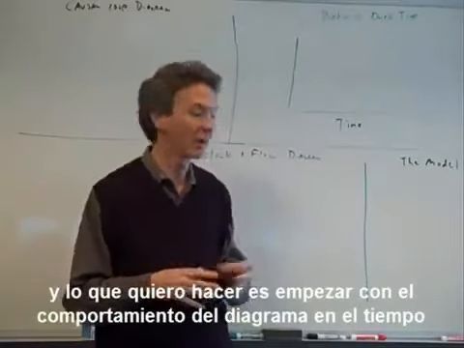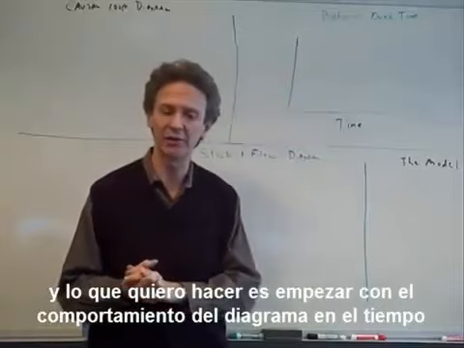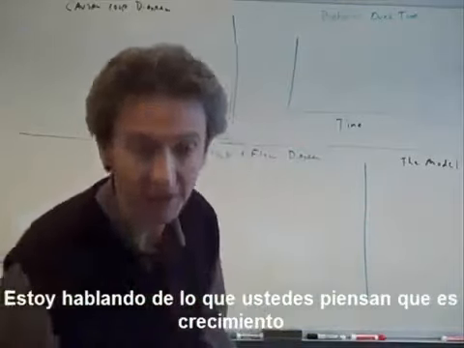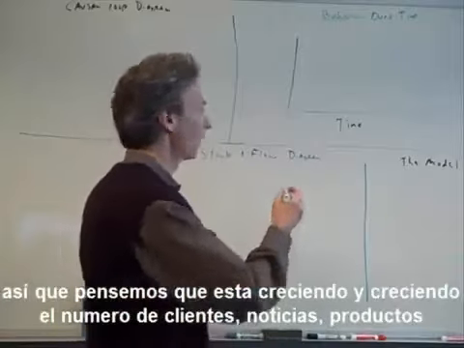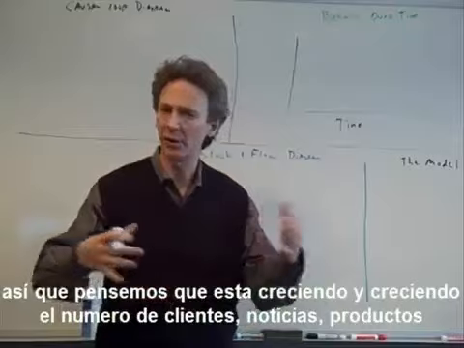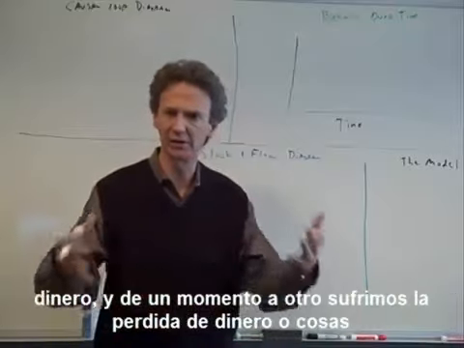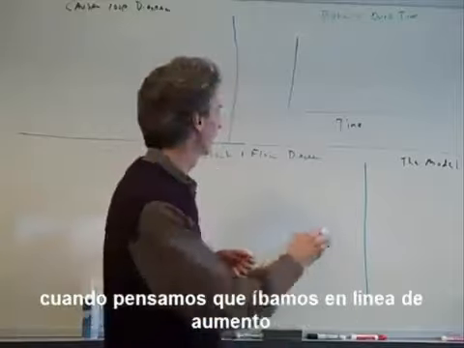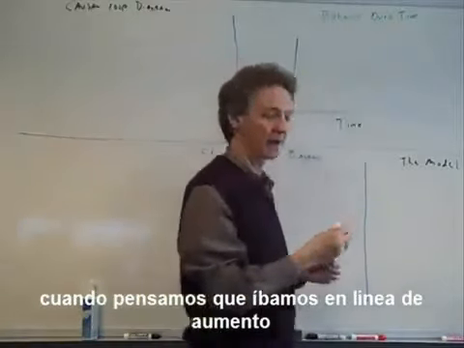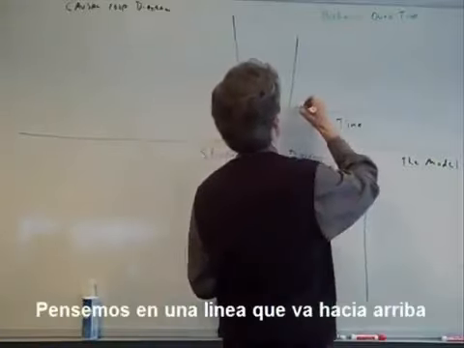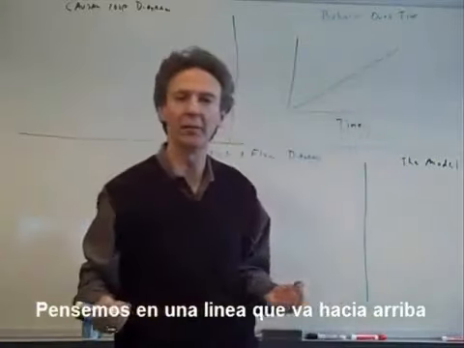And what I wanted to do, though, is start with the behavior over time diagram and just talk about what we usually think of as growth. So when we think of growth, growth in number of customers or revenue or products or software bugs or those sorts of things, we usually just think of a line going up.